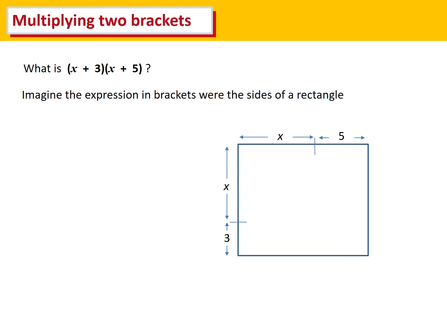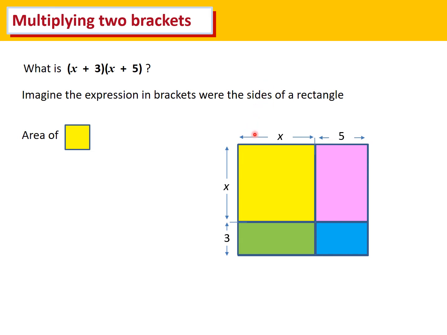And in actual fact, we can split this rectangle up into 4 different sections. And there they are. Now, let's find the area of each of the individual sections, and that will give us the area of the whole rectangle, and therefore it will give us the answer to our expression. So what's the area of the yellow square? Well, it's x times x. It's a square. That must be x squared.